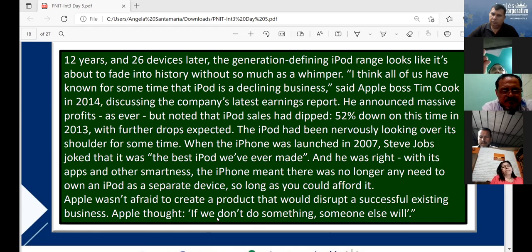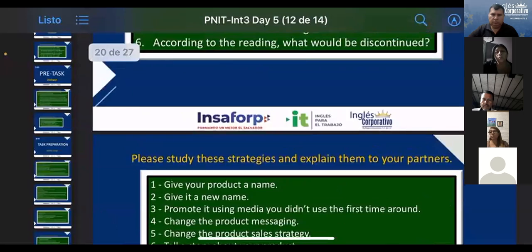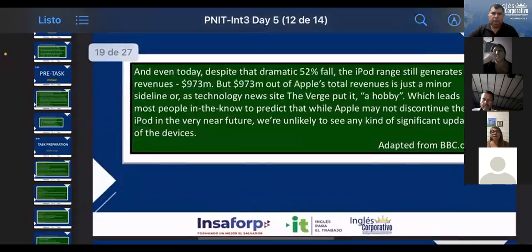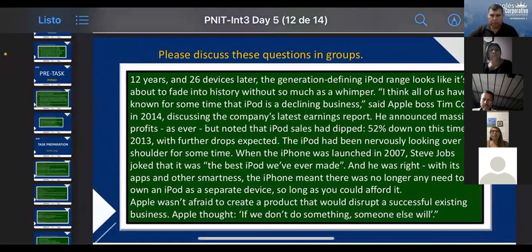When the iPhone was launched in 2007, Steve Jobs joked that it was the best iPod ever made. And he was right, with the iPhone being both an iPod and a smartphone, there was no longer any need to own an iPod as a separate device. Yes, slide. It's about... Yes. Okay, but the general topic is about iPhone.